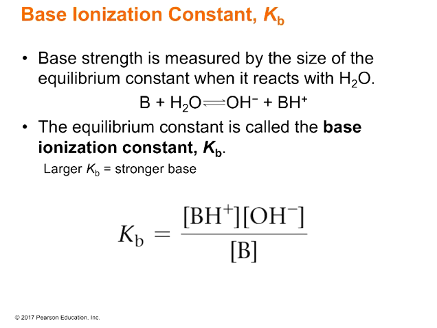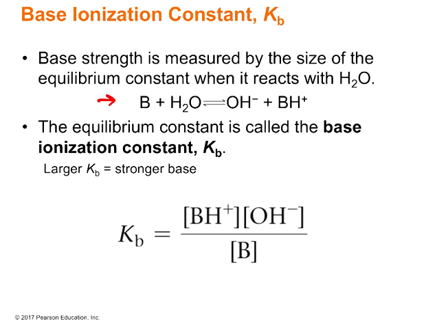Previously, we've looked at acid ionization constants, Ka, but bases also have an ionization constant, Kb. And base strength is measured by the size of that equilibrium constant when it reacts with water. So if we write out a generic equation between a base and water, we would find that the products are hydroxide ions and the conjugate acid of the base, which is BH+ in this example.